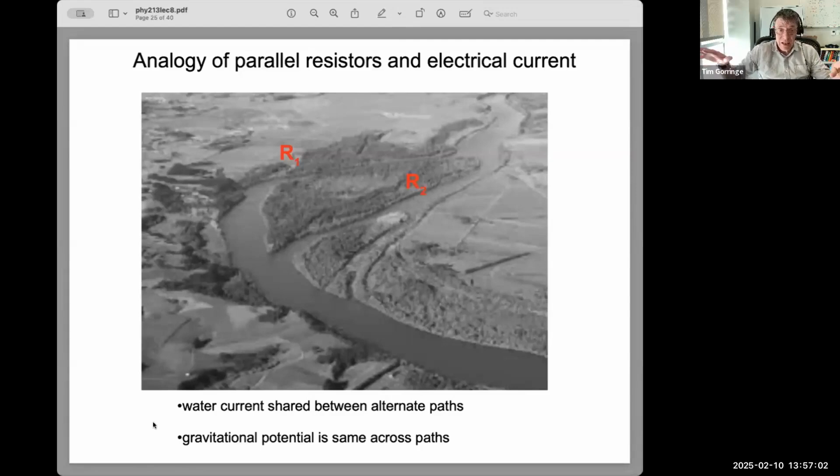However, they have the same decrease in elevation from where the currents enter these two paths to where they leave these two paths. The water elevation, the water height, is the same when it comes out of the upper estuary compared to this lower estuary here, this upper path compared to this lower path here.